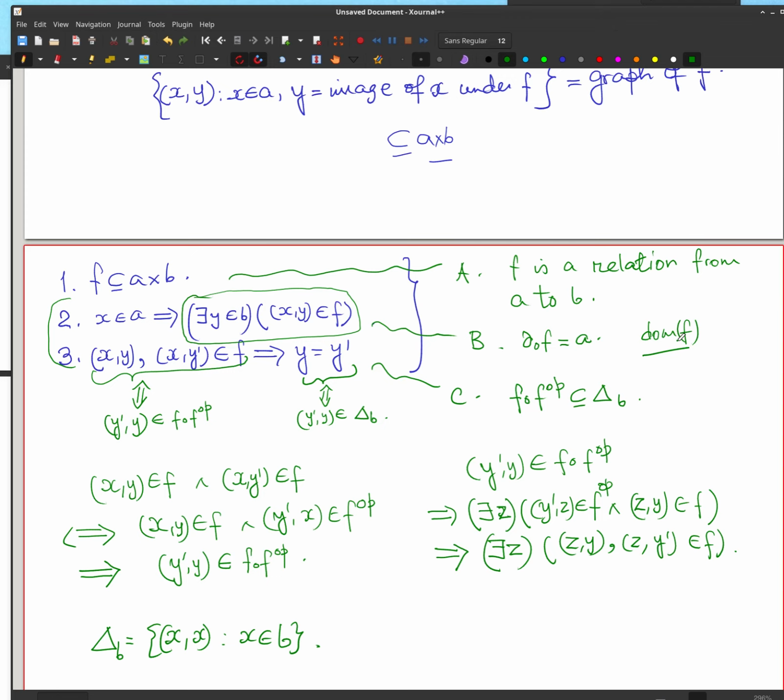Now, the idea of functions and relations has been there for ages. Even before Cantor, people knew the idea of a function. People knew the idea of a relation. They have spoken about these things. But what did Cantor give us?